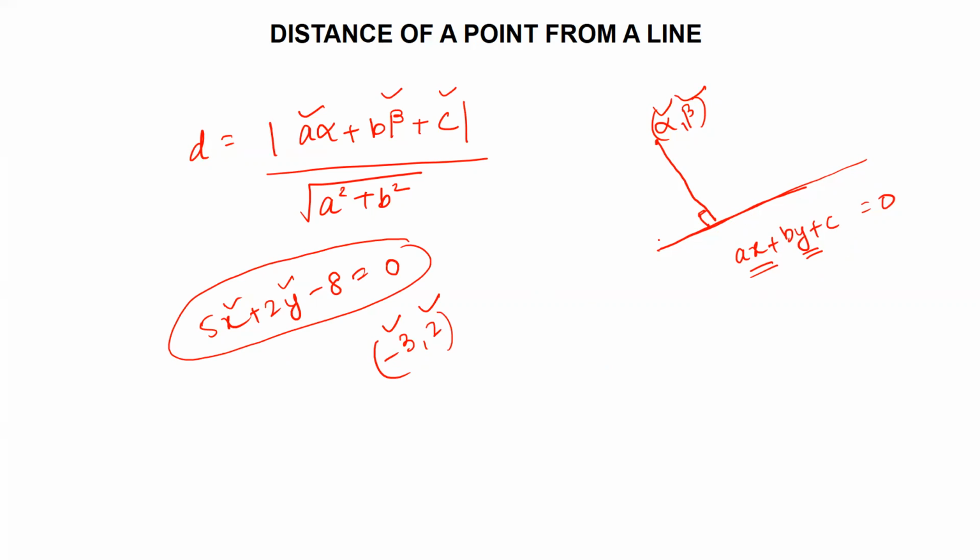Then what you need to do is replace x and y with alpha and beta. c will remain as it is, so a alpha plus b beta plus c divided by these coefficients. Remember, it's a very common mistake that students make that instead of writing down a square plus b square, they put down these minus 3 and 2. So they do minus 3 square plus 2 square, but it is incorrect. What you have to do is put down these coefficients because they are a and b.